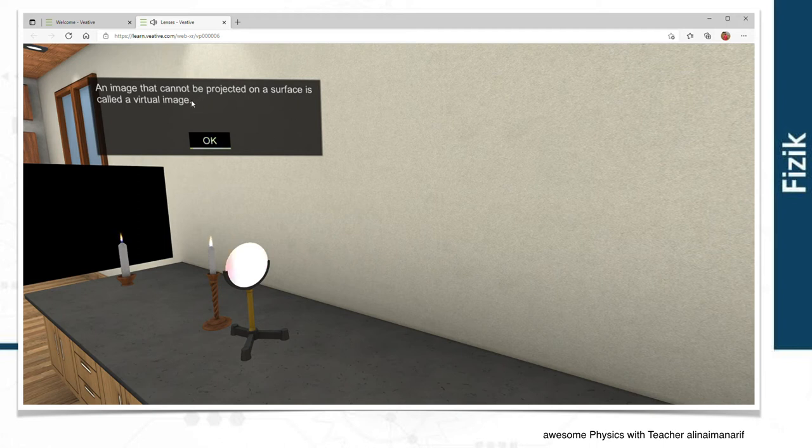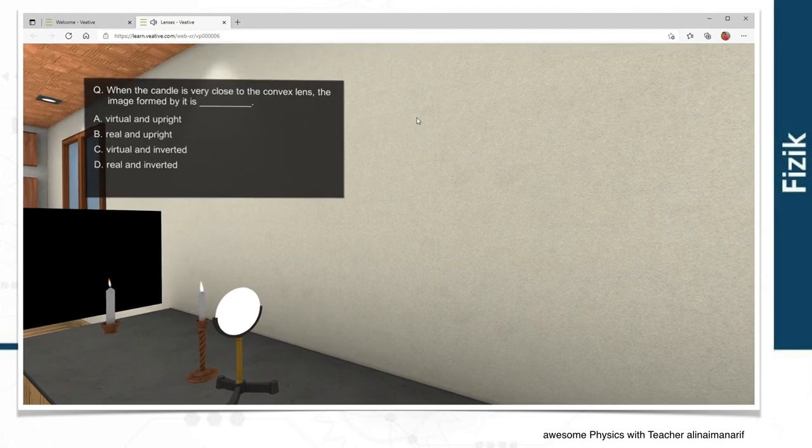This is called a virtual image, which means an image that cannot form on the screen or be projected on a surface. So we call it a virtual image. The image of the flame is virtual, upright, and larger than the actual flame.